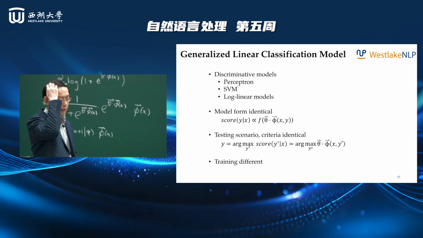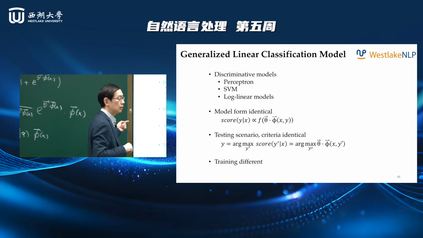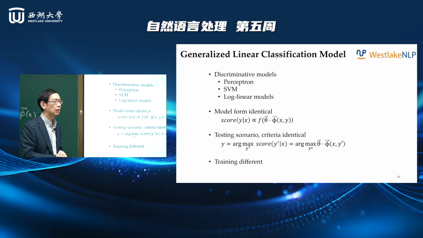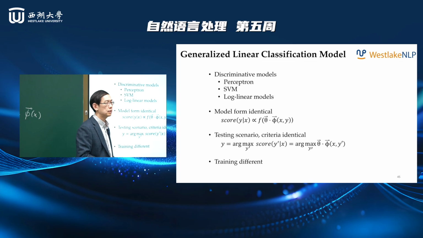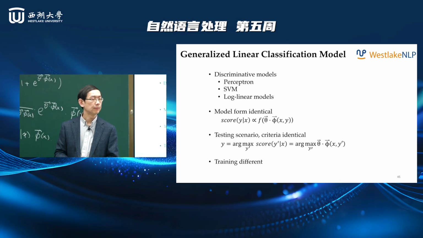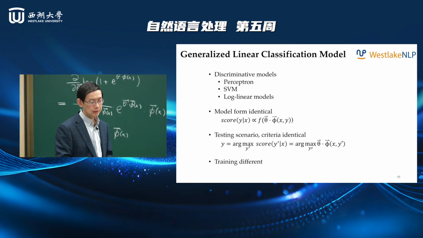The model form can be identical. All of these models calculate the score of y given x. This is what we learned in the second week. The scoring function is f of theta dot phi. For SVM and perceptron, this f is the identity function, or no function. For log linear models, this f is sigmoid or softmax. So this is the similarity.